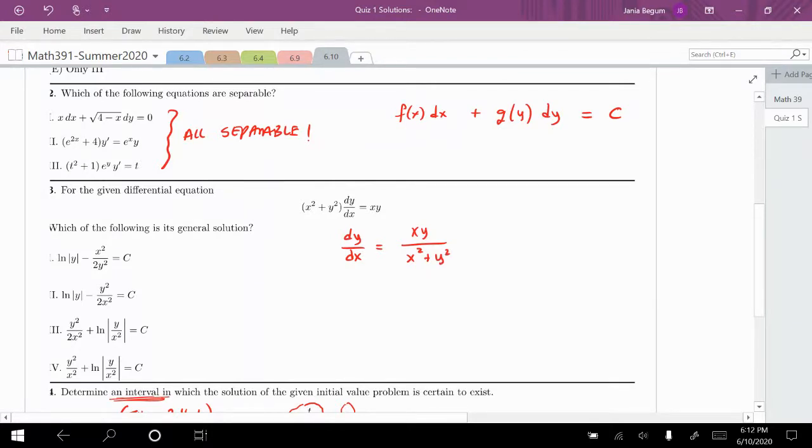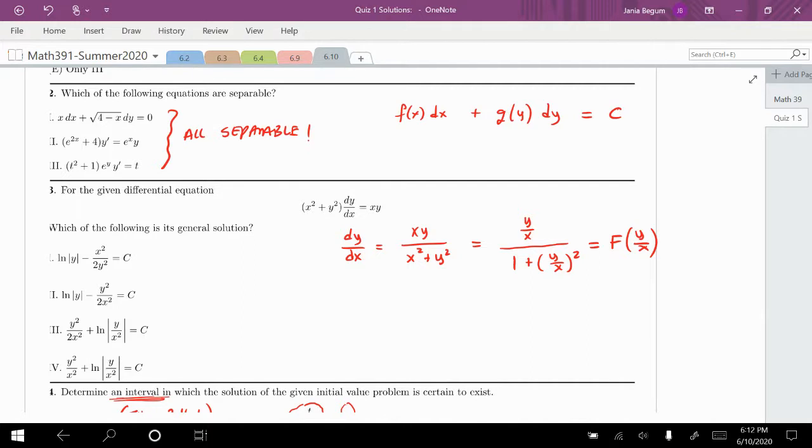Now, to show it is homogeneous, we want to express the derivative as a function of y over x, right? So I'm going to divide each term by x squared. We have y over x on top, and on the bottom we have 1 plus y over x, squared. So I have expressed the derivative as a function of y over x. That means it is homogeneous. Or you can plug in the substitution x equals k times x and y equals k times y, simplify, and you should get back the original equation. That is also a way to determine it is homogeneous.